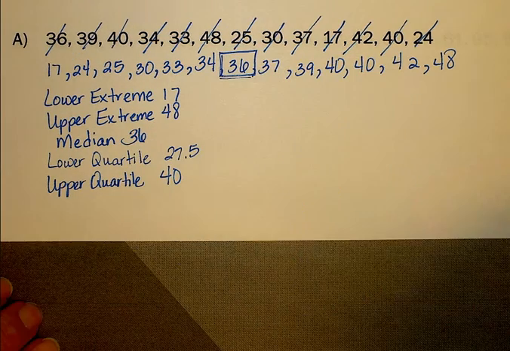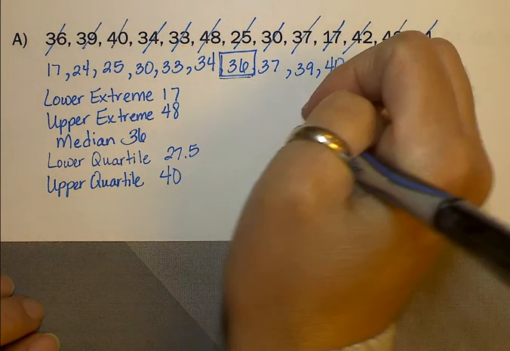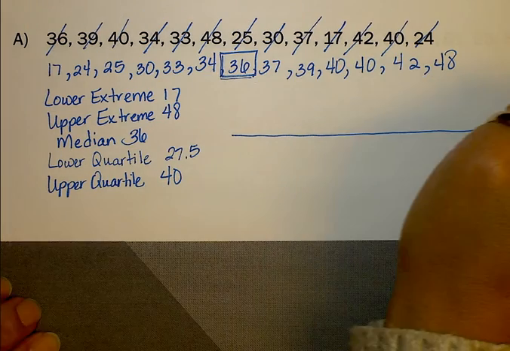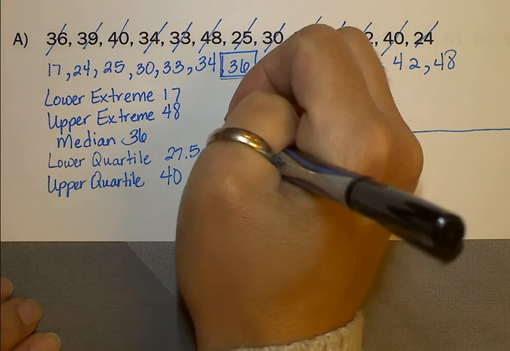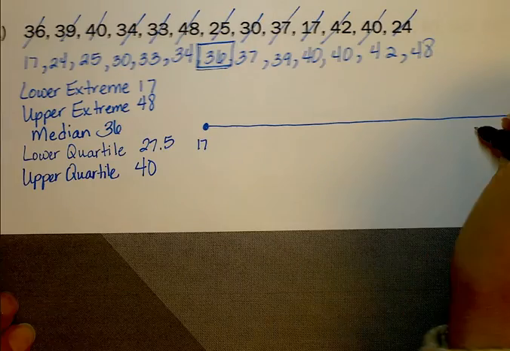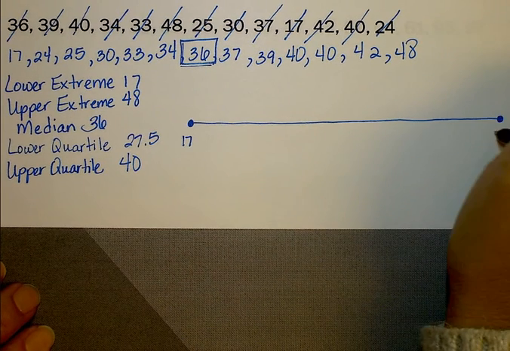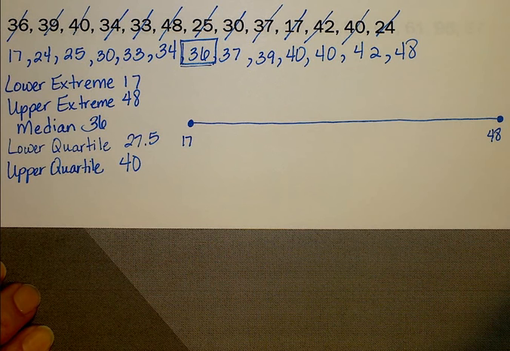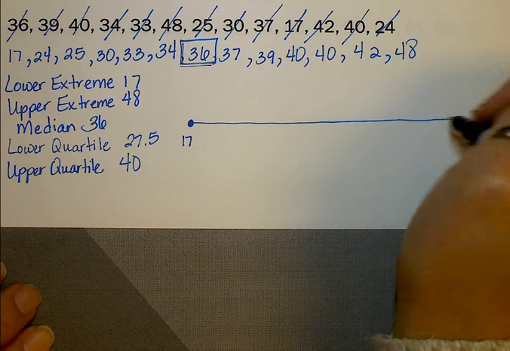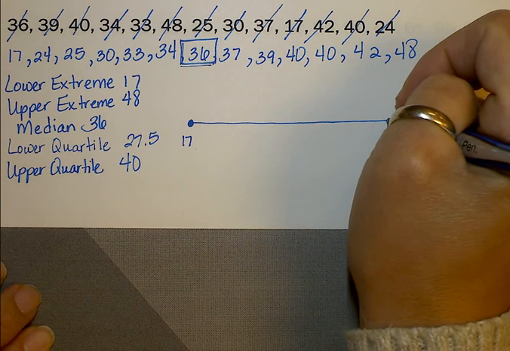Now we are ready to draw our graph. Okay, our graph is just a number line. 17 is the extreme, and so is 48. So those numbers go on our number line. And then you have to kind of figure out, well, where's 36 land? Well, 36 is 19 spaces away from 17, and only 12 spaces, sorry, away from 48. So 36 is probably going to be a little closer this way.